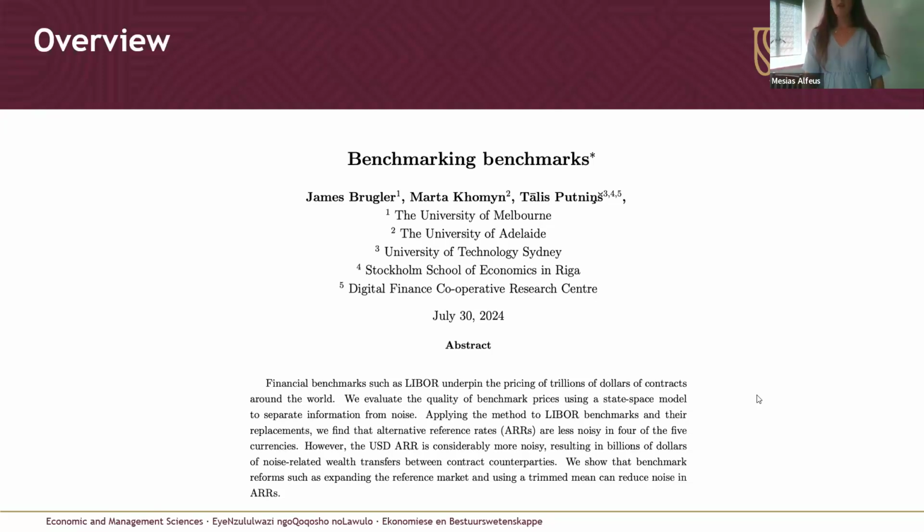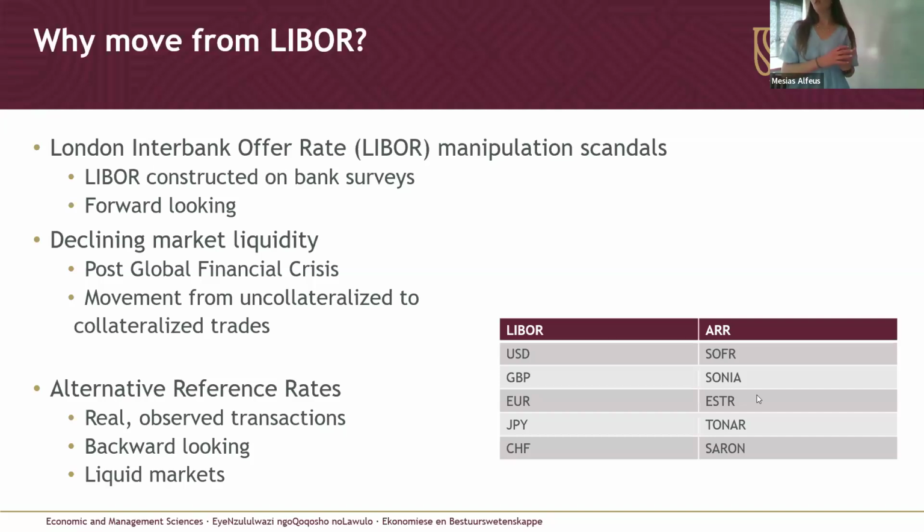So first of all, why are we moving from these previous benchmark rates, also known as the London Interbank Offered Rates? Between 2008 and 2012, there were huge manipulation scandals of this interest rate benchmark. This was mainly due to how the rate was constructed. The LIBOR rate was constructed from bank surveys based on subjective forward-looking views on what term rates should be. This led to lots of opportunities for banks and financial institutions to manipulate and profit from these rates, as they had complete control over them.